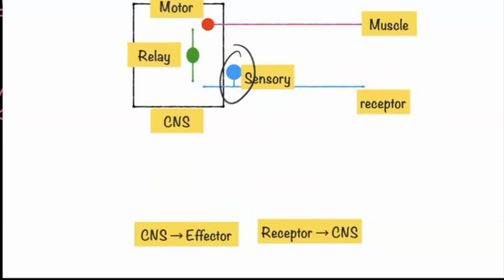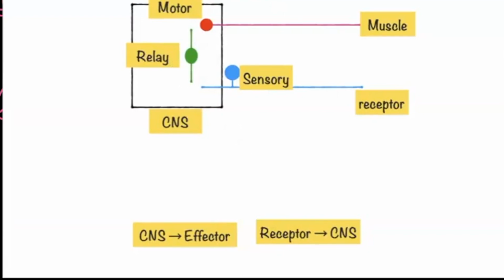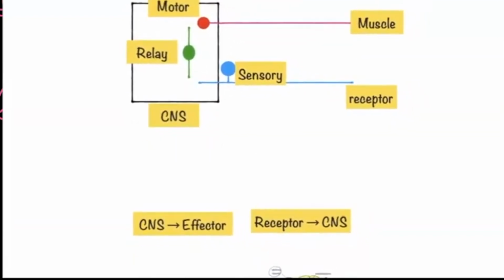Note that the relative position of the cell body is quite important to us. You need to know what the shape of the neuron is like: the sensory looks like this, the motor looks like that, and the relay looks like this, right? And you need to know where exactly the cell body of the neuron is located. For the sensory neuron, it's located outside the CNS. For the motor neuron, it's located in the CNS, and so is the relay neuron.